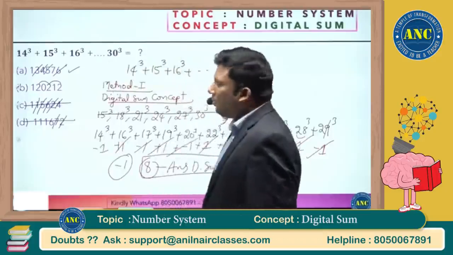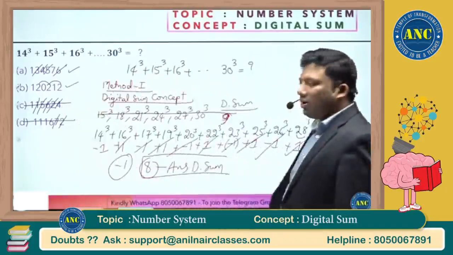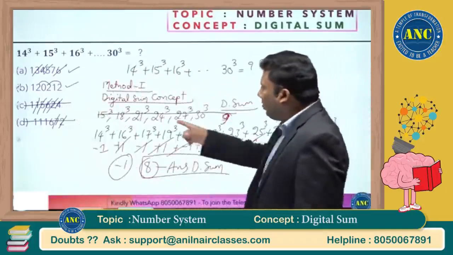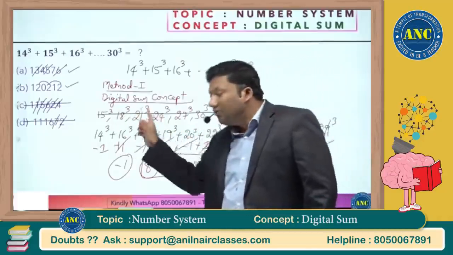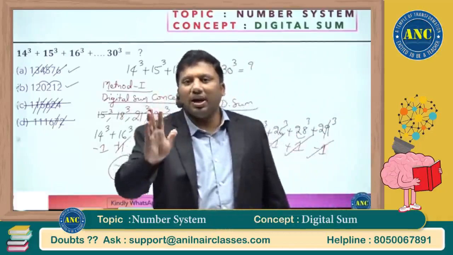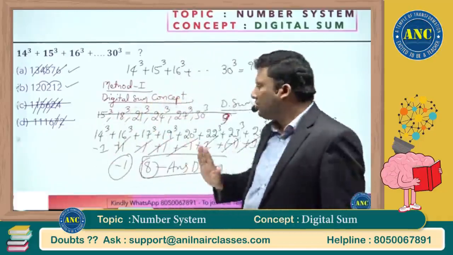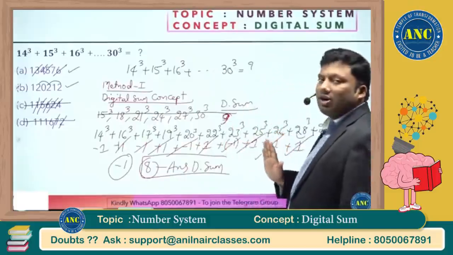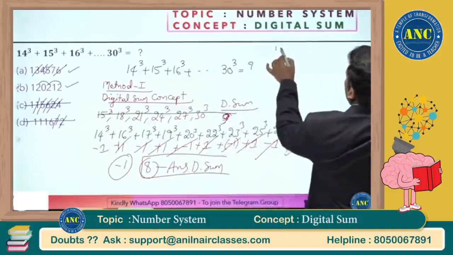So only two options we are able to eliminate because of digital sum. Why did I eliminate 15 cube, 18 cube till 30 cube? All are divisible by 3. 3 power any number, the digital sum is 9. 9 added to any number, the answer digital sum will not change. Method 1, I hope the idea is clear. Method 2.